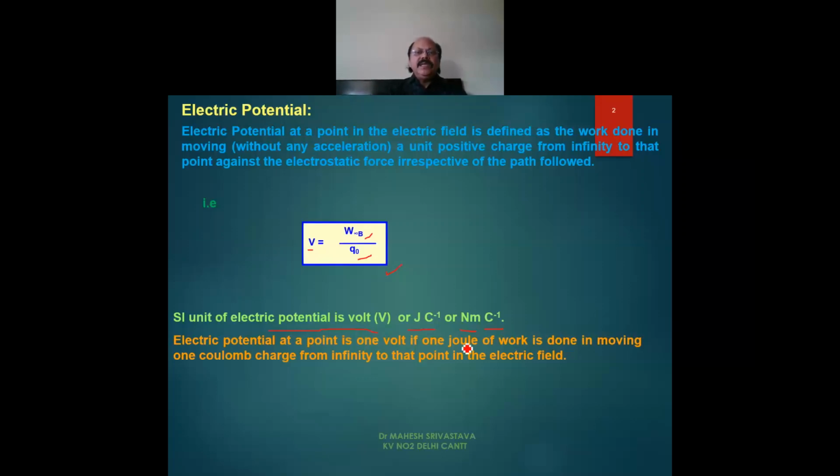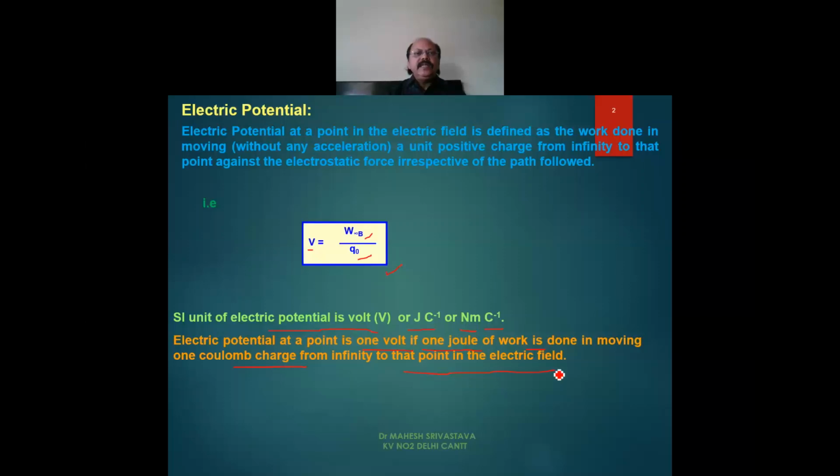So sometimes in the CBSE they ask the definition of 1 volt. So how you can define it? For that purpose you can say that electric potential at a point can be defined as 1 volt if 1 joule work is to be done for bringing unit positive test charge, that is 1 coulomb charge, from infinite to that point in electric field. That is called 1 volt of electric potential at a point.